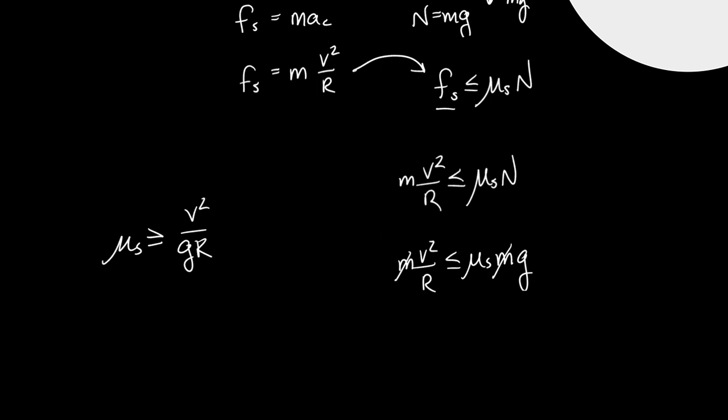Now, the problem asked, what is the minimum coefficient of friction? This not only tells me the answer to that, but it ensures that it is a minimum. It says that the coefficient of static friction has to be at least equal to v squared over gr. It can be greater, but it has to be at least equal to or greater. That tells you specifically that this is a minimum. All right? Preserving the inequality.